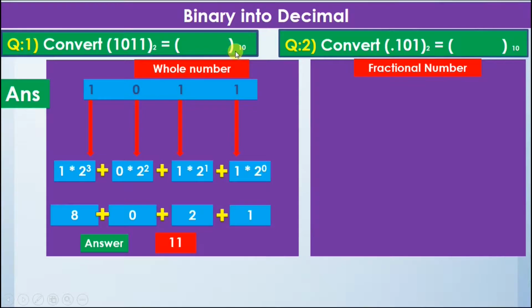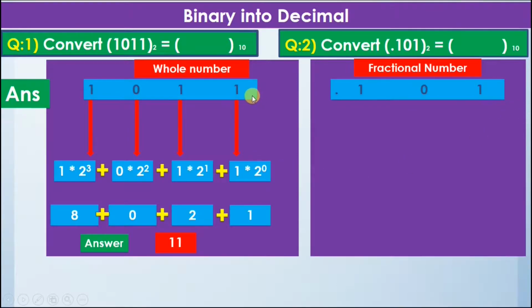Now we have seen how to convert binary into decimal using a whole number. In the next question, we will see how to convert a floating point number into decimal. Here we are given the number 0.101. While doing the fractional part, we will start from the leftmost digit, which is 1 here, and multiply it by 2 raised to power minus 1. In this way, we will take digits from left to right and will multiply with powers of 2 starting from minus 1, then minus 2, minus 3, and so on.